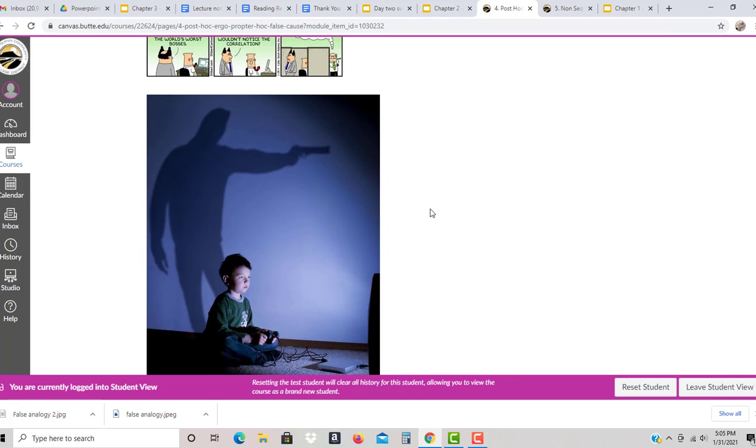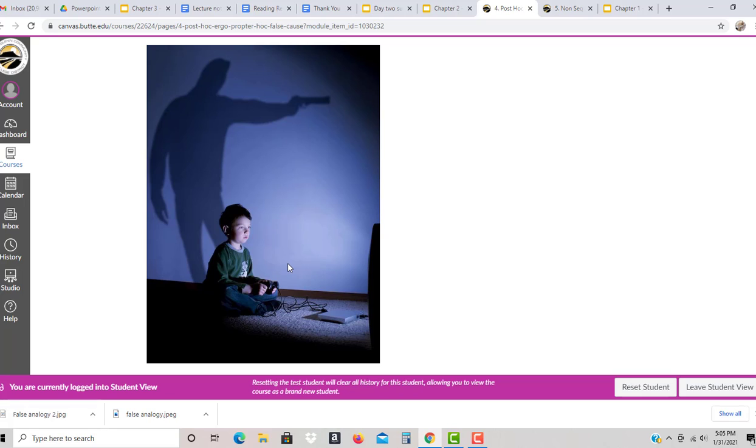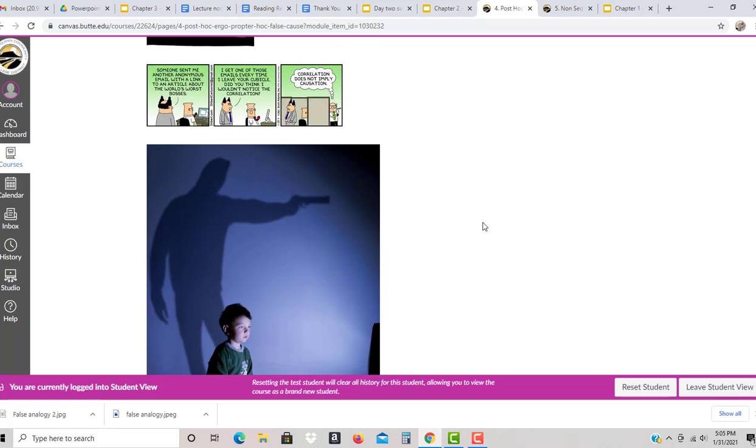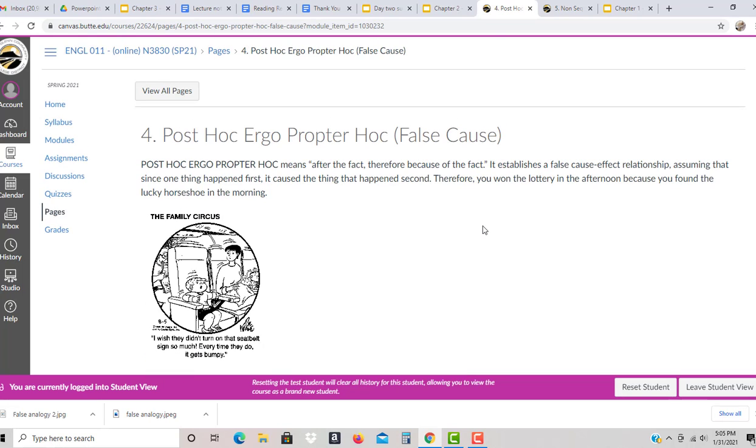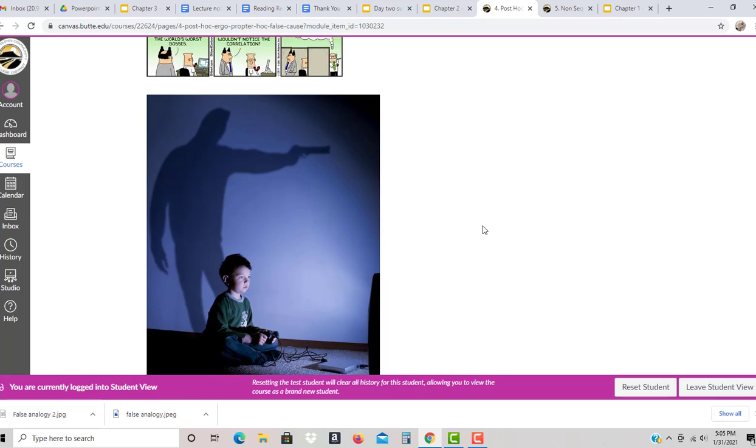Obviously there's a shadow of what looks like an adult male with a gun in his hand and a young child playing video games. The assumption here is that because this child plays video games, which are most likely violent, now as an adult he will become a murderer. So again, post hoc, ergo, propter hoc. Just because he was a small child playing video games does not mean as an adult he will become a mass murderer.